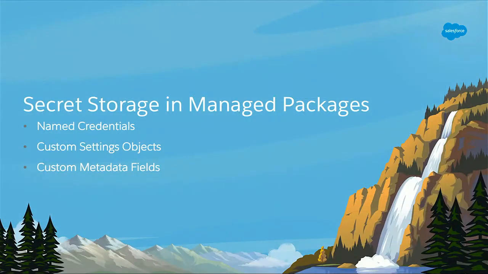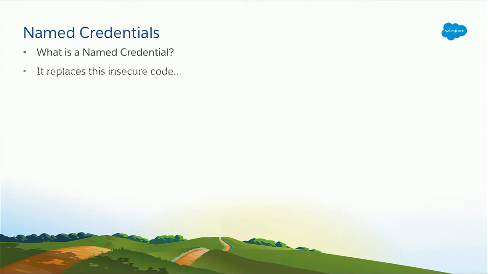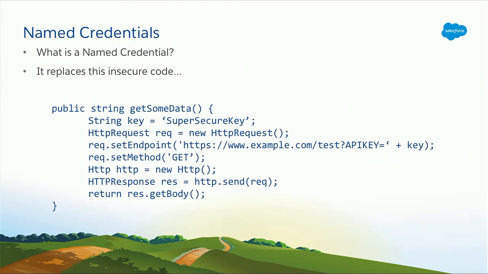So name credentials, custom settings, and custom metadata fields. All right, so name credentials. What is this thing? It's basically like an environment variable. If you think back in terms of DOS or Linux, you've got these environment variables that hide secrets, right? And then you reference those in your code.